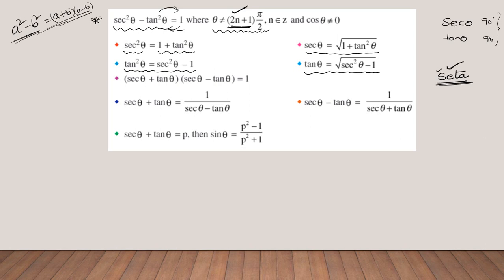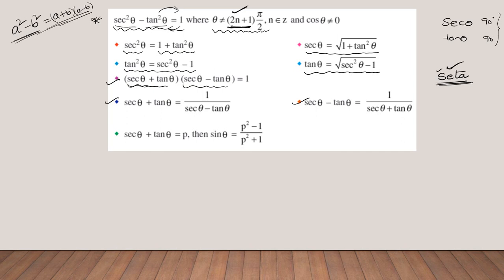Next, these are nothing but the 4 forms like we got for the previous one. Along with this, we are going to have 3 more forms. Since it is in the form of a square minus b square, a square minus b square I can write as a plus b into a minus b. That means secant theta plus tan theta into secant theta minus tan theta is equal to 1.